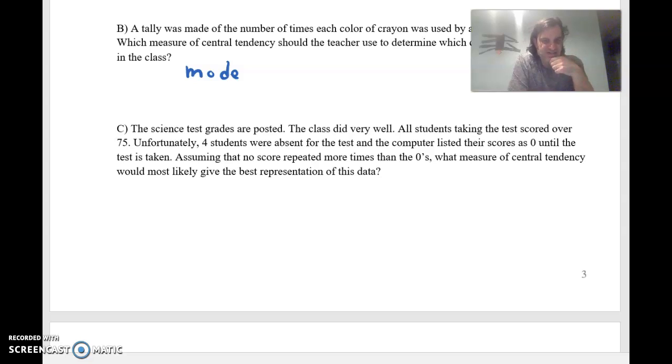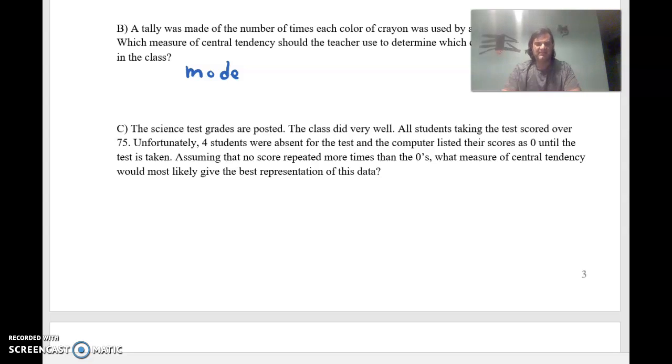C. The science test grades are posted. The class did very well. All students taking the test scored over 75. Unfortunately, 4 students were absent for the test and the computer listed their scores as 0 until the test is taken. Assuming that no score repeated more times than the 0, what measure of central tendency would most likely give the best representation of this data?